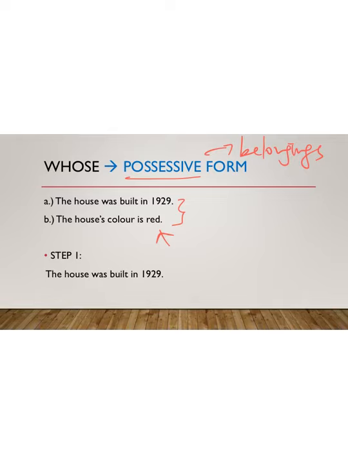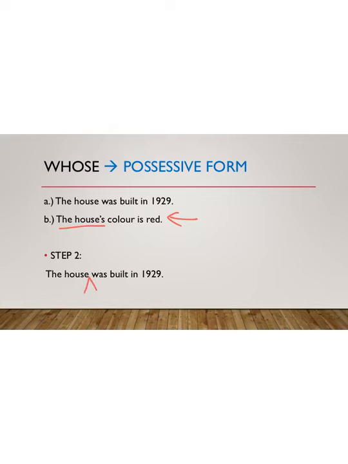Step number 1: the house was built in 1929, so this is what I want to talk about. Step number 2: the house apostrophe s color is red. So this time we are not using the subject which, and we are not using the object which, because whenever you see apostrophe s, that means we have to use the possessive form, which is whose.